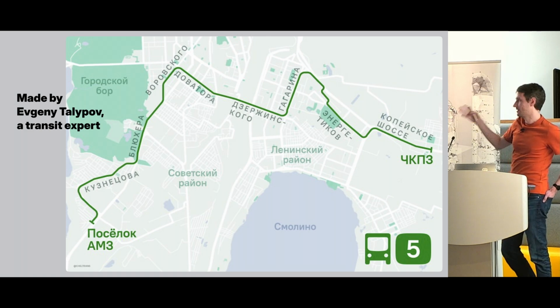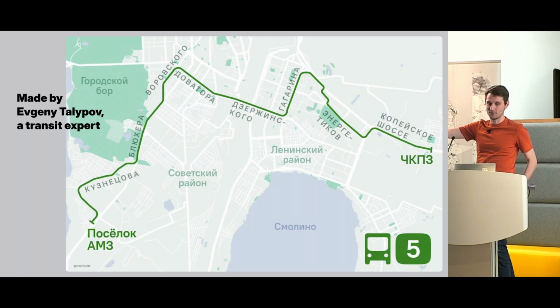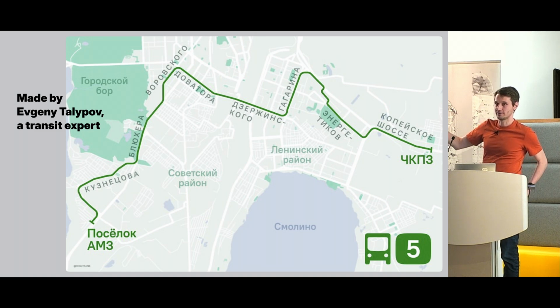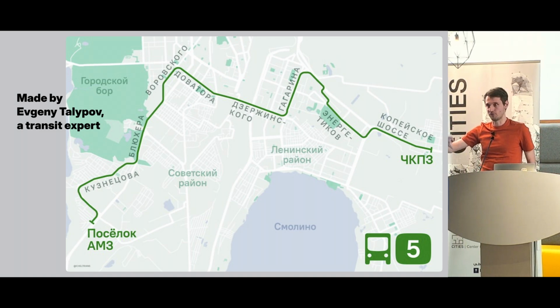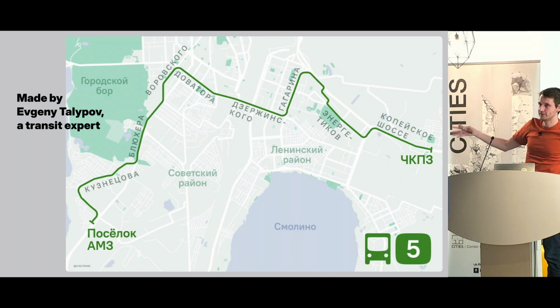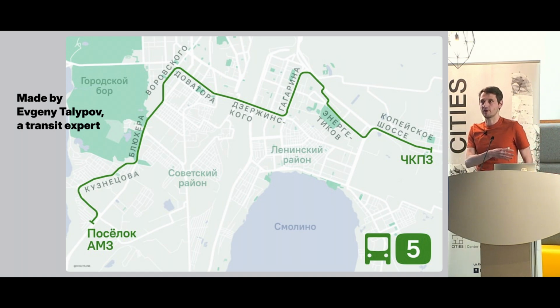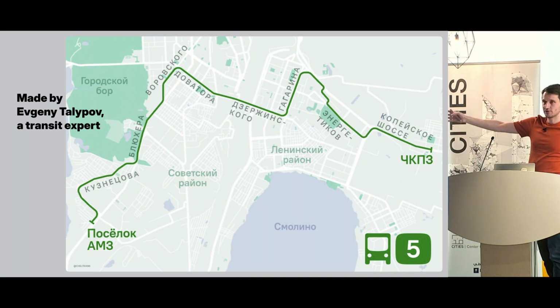And this one is the one I wanted to show you the most, because no designer was involved in the design of this map. It was made by Evgeny Talipov, who is a transit expert. He works in the transit authority. He is an expert in planning routes and all that stuff. He just needed this map for a routine social media posting about some changes. And over the recent months, he learned Figma enough to be able to do that. I was not overseeing this.